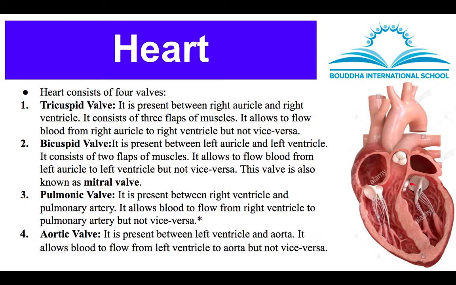Now next we have the aortic valve. This is the aortic valve, and it lies between the left ventricle and the aorta, which it continues into. So it is present between the aorta and the left ventricle, and the function is the same. It allows the blood to go from the left ventricle to the aorta, but not vice versa. So there are a total of four valves. We have already discussed the location and function.